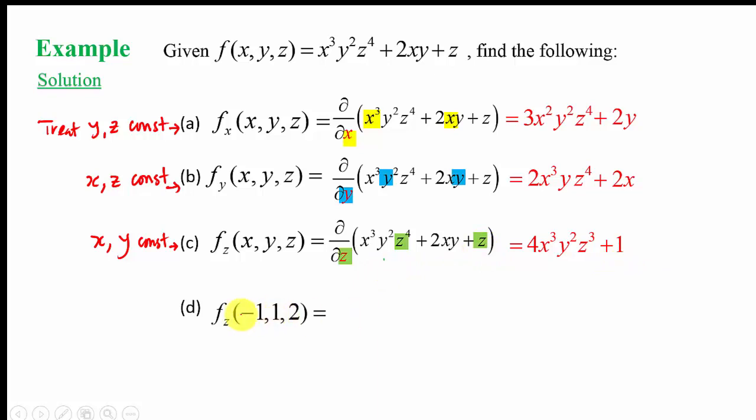Now to evaluate the value of this partial derivative at the point x equal to -1, we need to substitute x equal to -1, y equal to 1, and z equal to 2. The answer will be 4 times -1 to the power 3, 1 to the power 2, 2 to the power 3, plus 1, which is equal to negative 31.